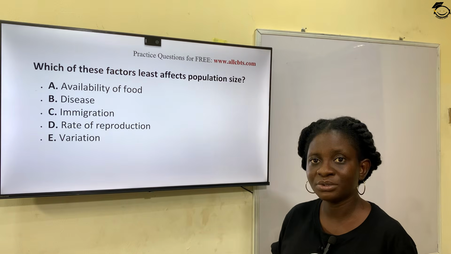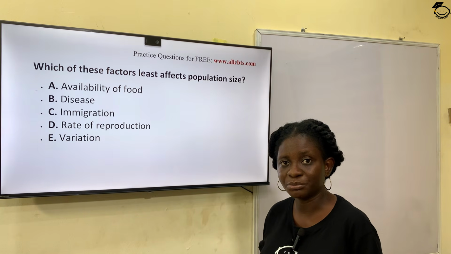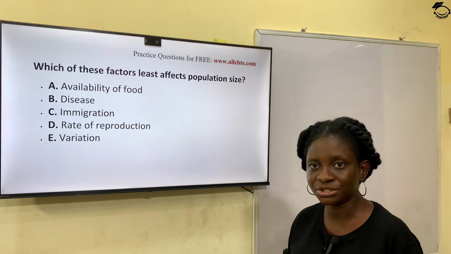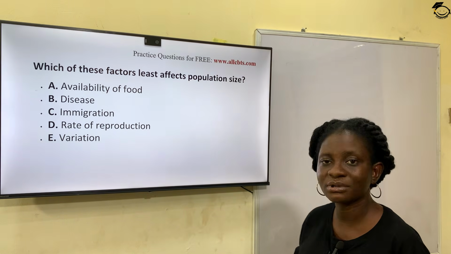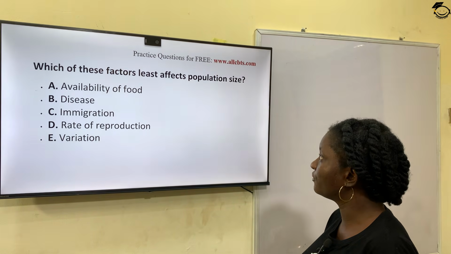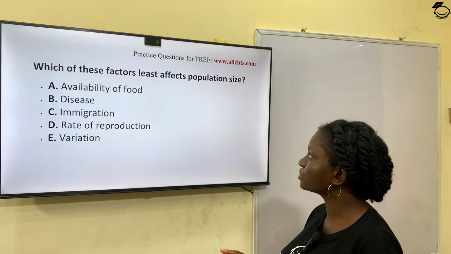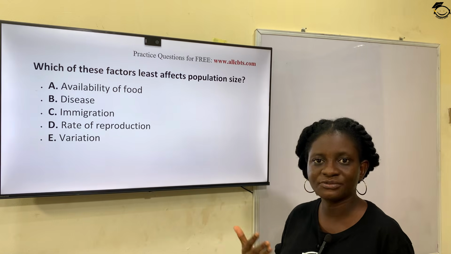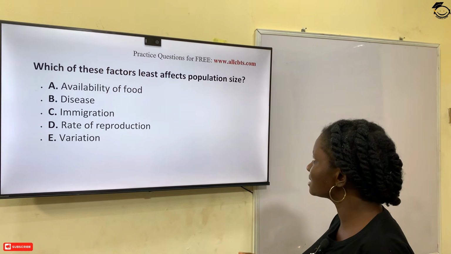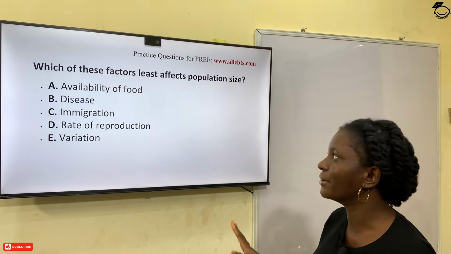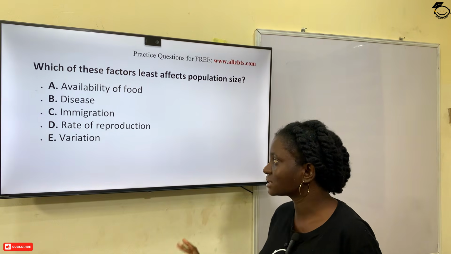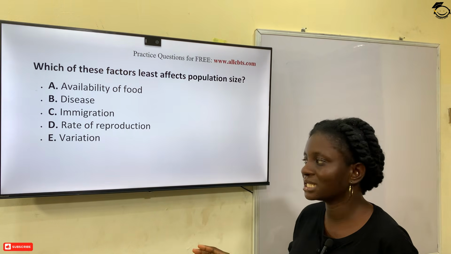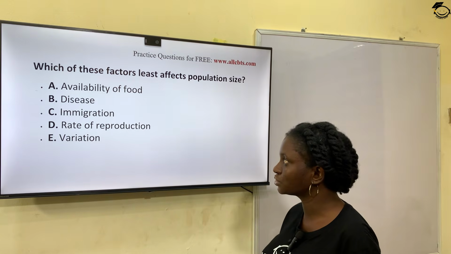A lower rate of reproduction can reduce population size, and a higher rate can increase it. For variation, this does not really involve that. It has to do with different height, weight, so it doesn't directly involve population size. So the correct answer is option E, variation.